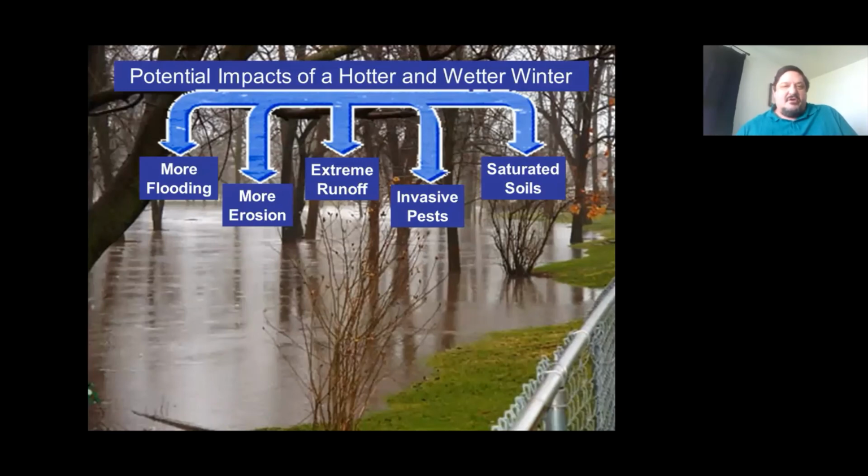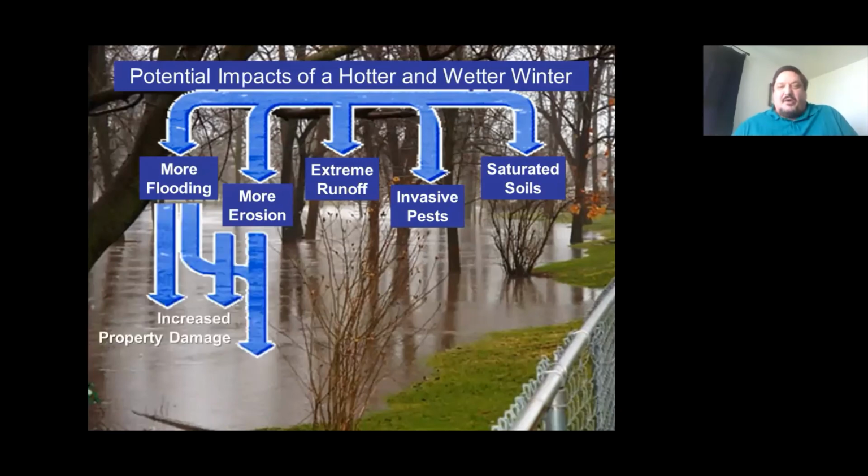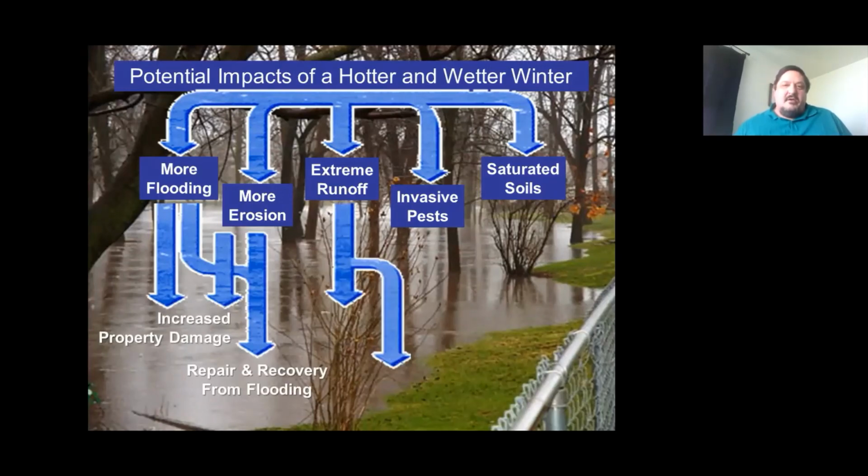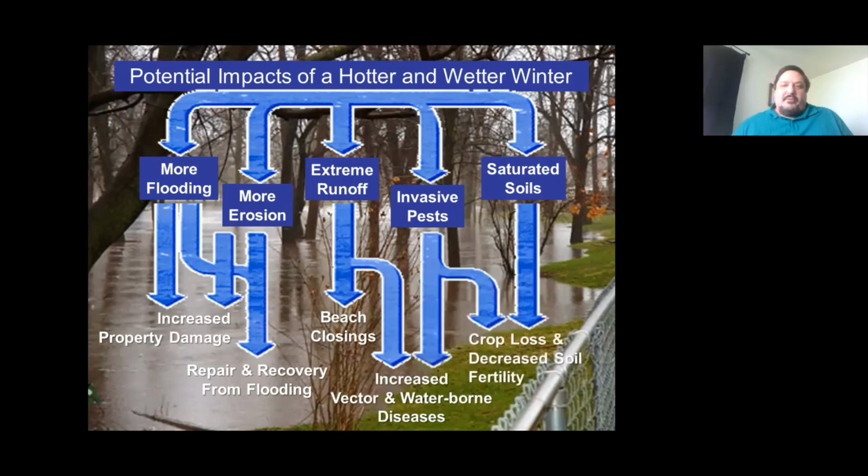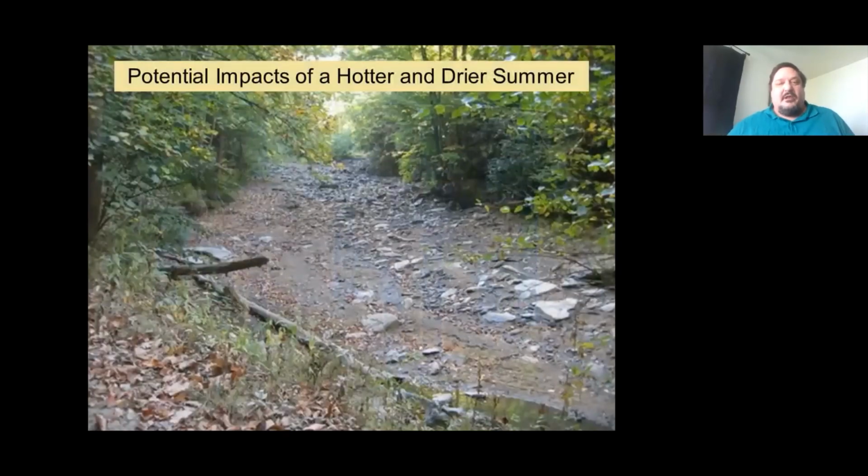The effects on humans are going to be increased property damage, and repair and recovery from flooding is going to be lengthened and exacerbated. You might see beach closings, increased vector and waterborne diseases, more mosquitoes and things like that. And crop loss and decreased soil fertility is another thing you can see. The other side of it is, instead of just a hotter and wetter winter, we're also going to see hotter and drier summers from climate change.